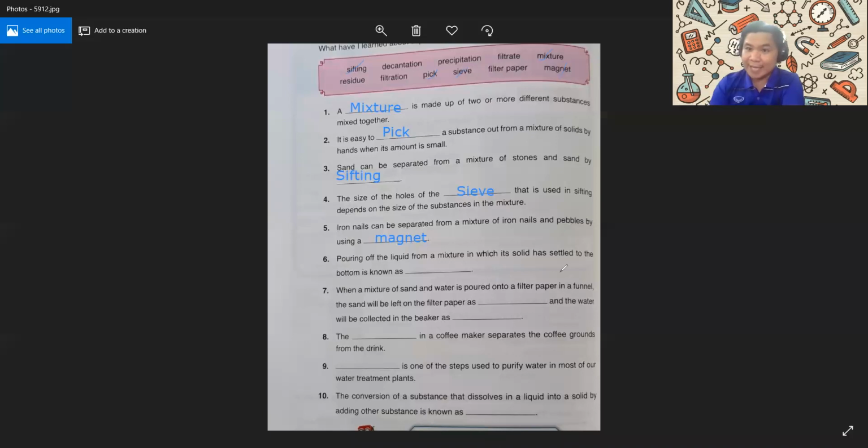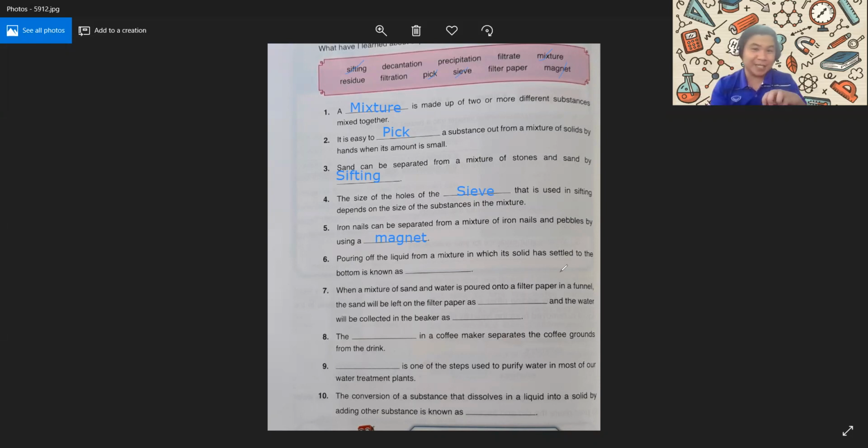Number 6, pouring off the liquid from a mixture in which its solid has settled to the bottom is known as, oh, remember what I said? What if I was drinking tea and there's a lot of solid inside left here, but I just want to drink the tea? So what separation technique will I use when there is solid in the bottom? I pour it, right? I pour it down. What separation technique is it when I pour it to another container? What do you think it is?